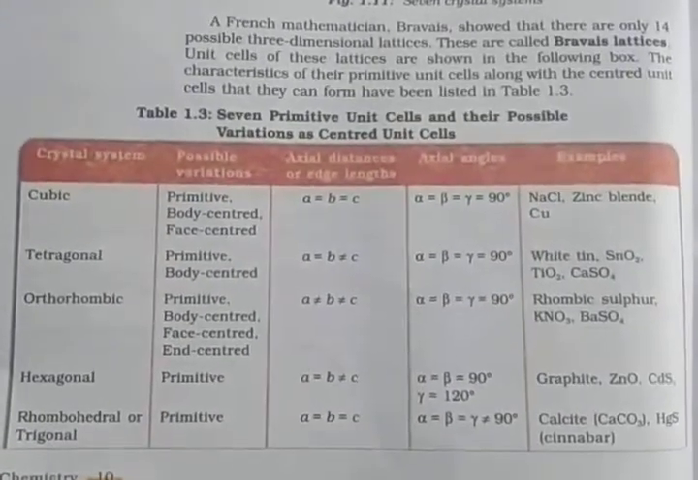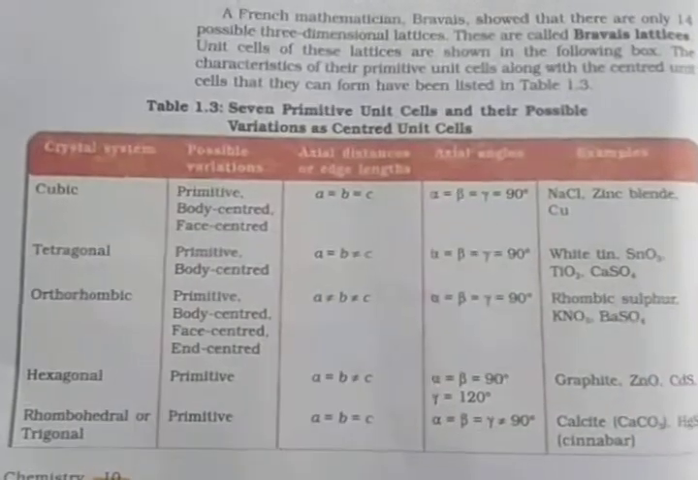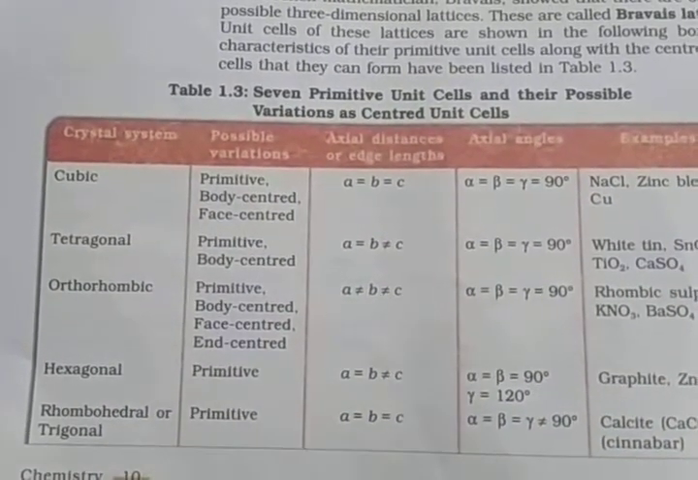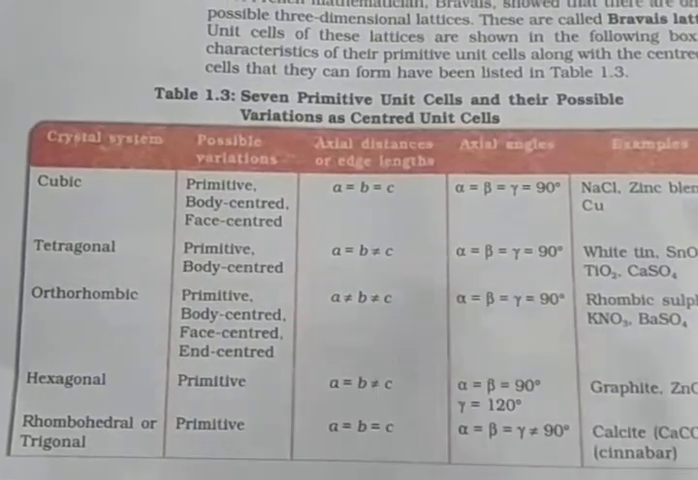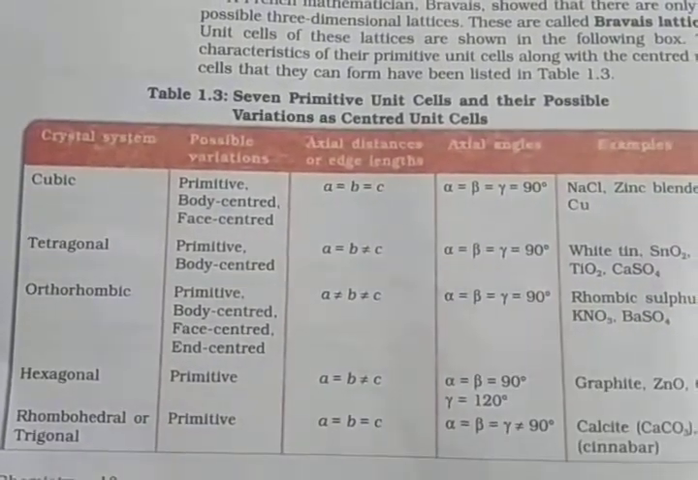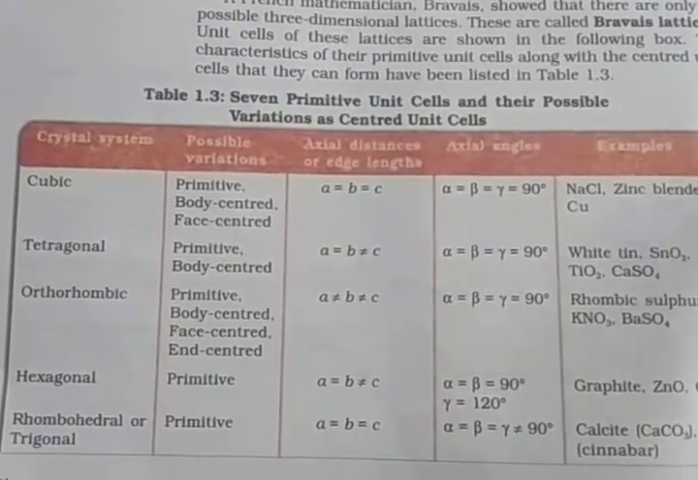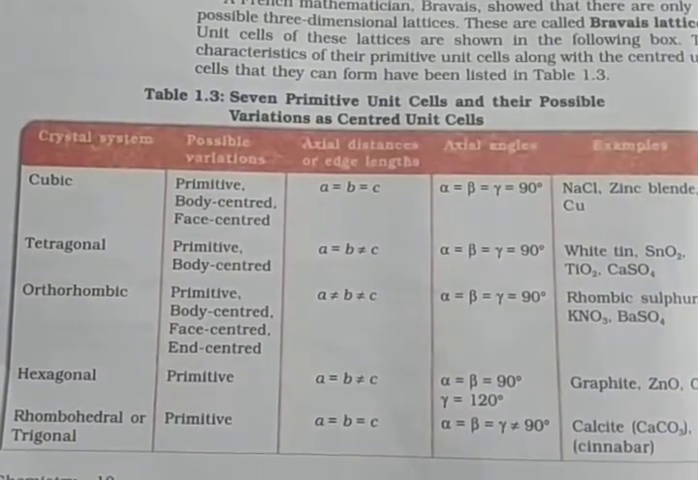Then, you already know about the two categories of unit cell, primitive and the second one, centered. Centered I have already explained. So primitive and centered are the possible variations. But for crystal systems, here you see, there are 7 crystal systems.